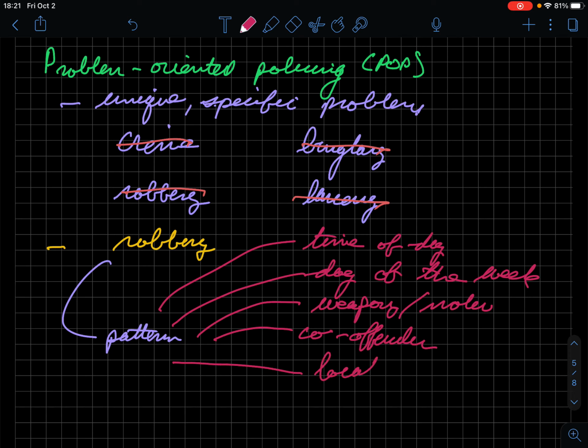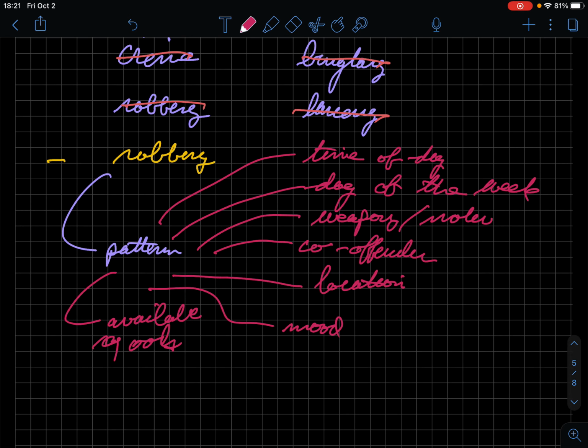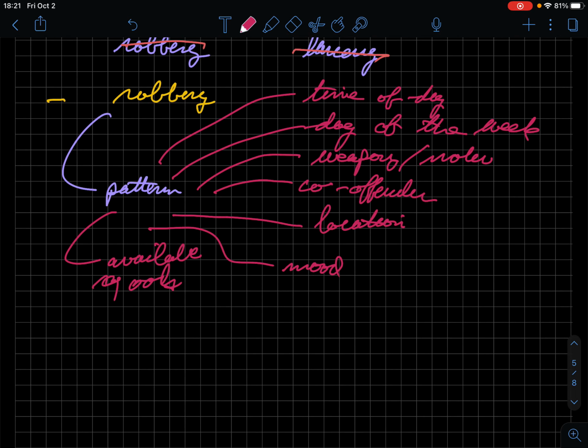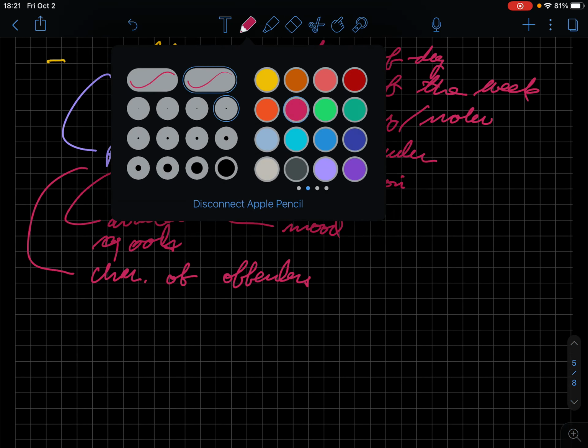It could also be location, so where these crimes are occurring. It could also be the mood of the community and things like that. The available goods, or what is exactly being stolen or robbed. So all these things help inform a pattern and can help identify a specific problem. You could also look into characteristics of offenders. Is it mostly older people? Is it young juveniles and so on, right?